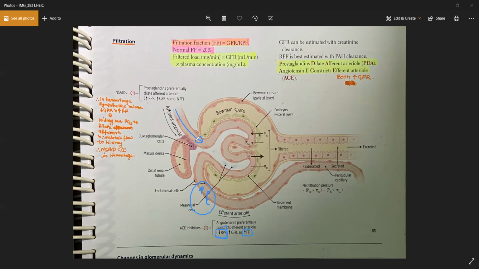See, you need a pressure gradient for the blood flow, right? Initially, let's say you have 5 mm of Hg pressure at that side, only 2 mm of Hg pressure at that side. So the blood can easily flow from here to here, right? When you constrict the efferent arterioles, the pressure in this region will rise. Let's say it becomes 4 mm of Hg. So will the blood flow decrease or will it remain the same?